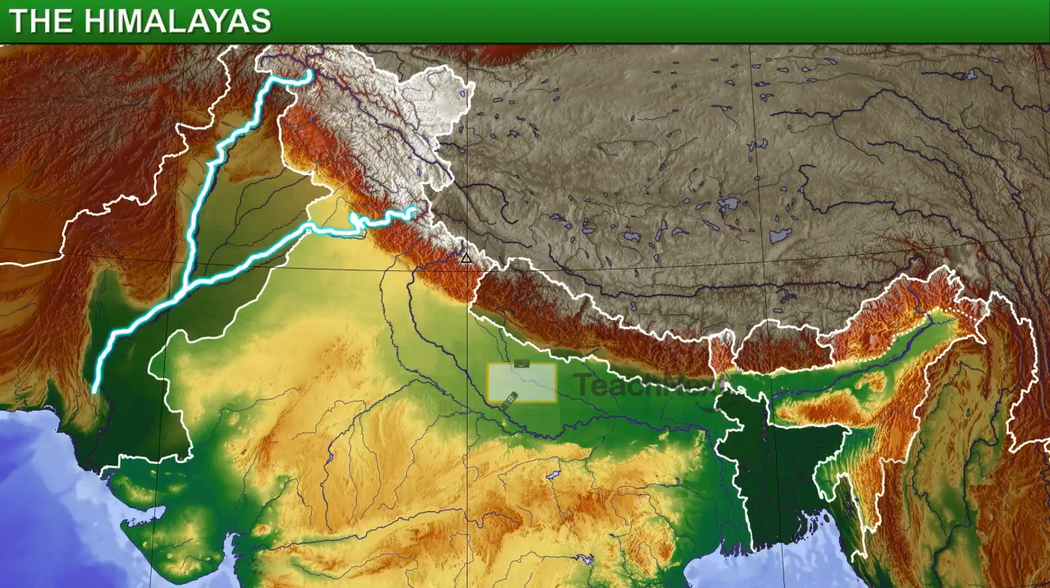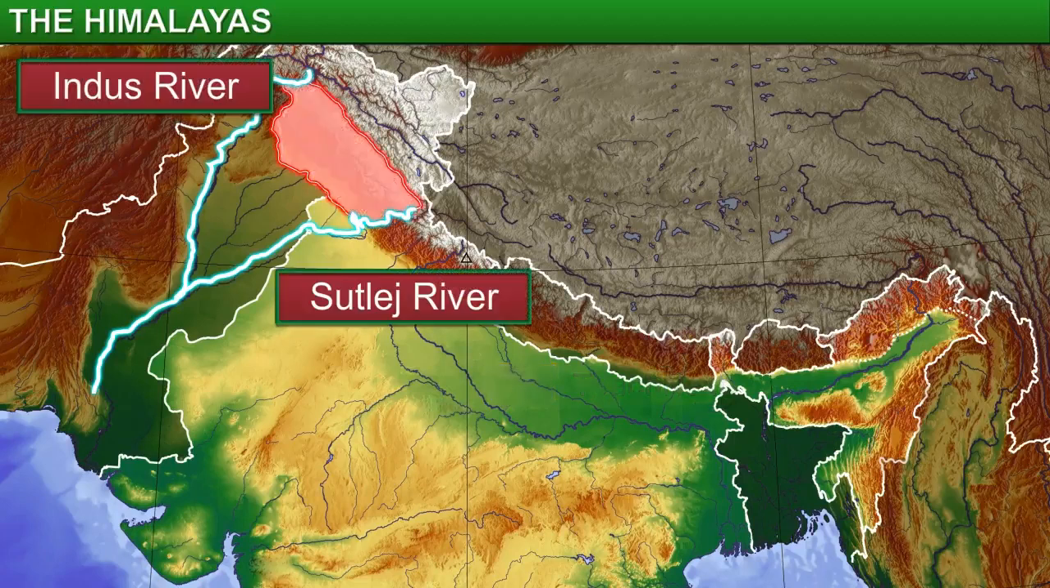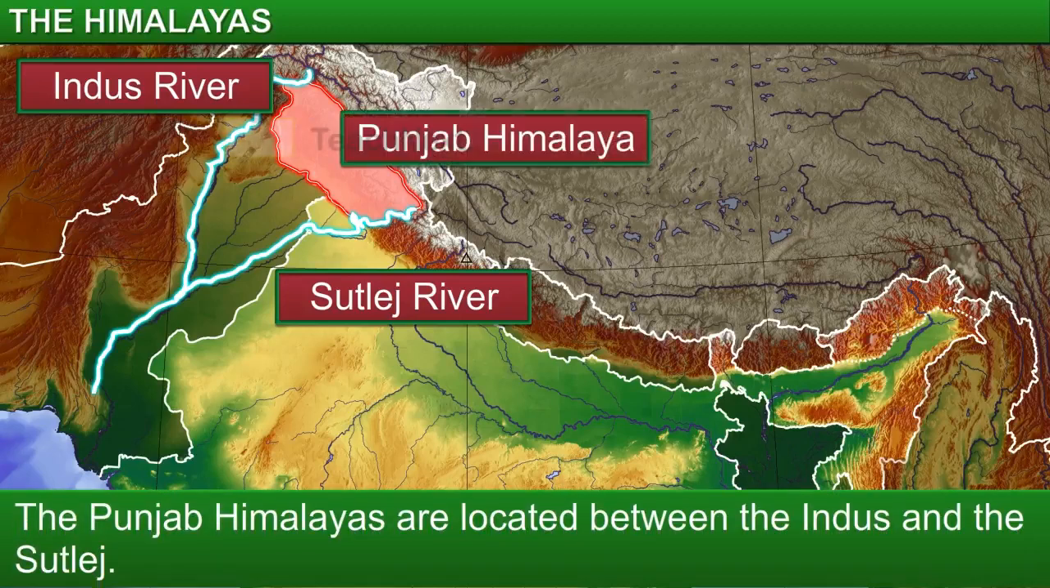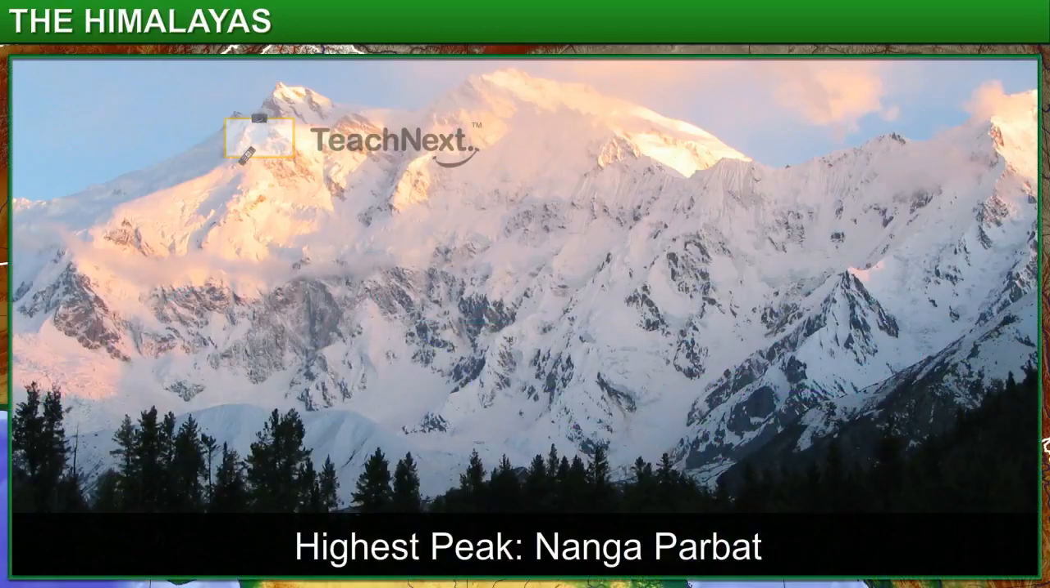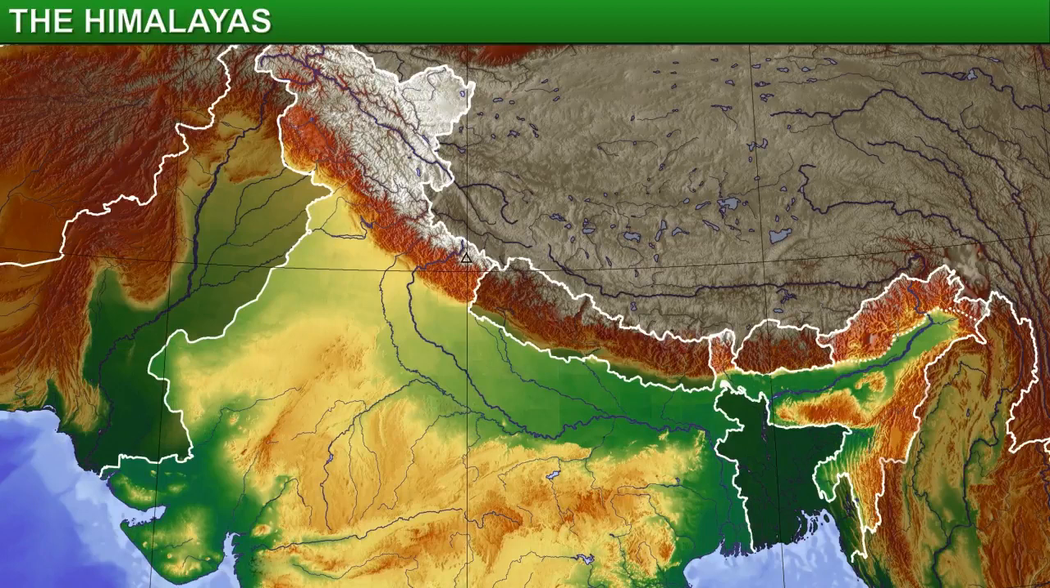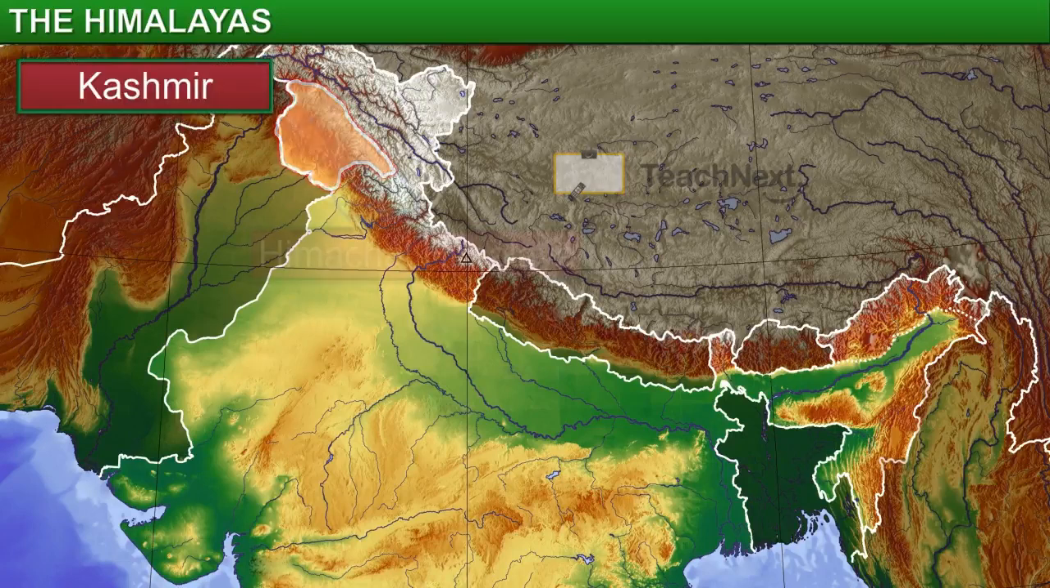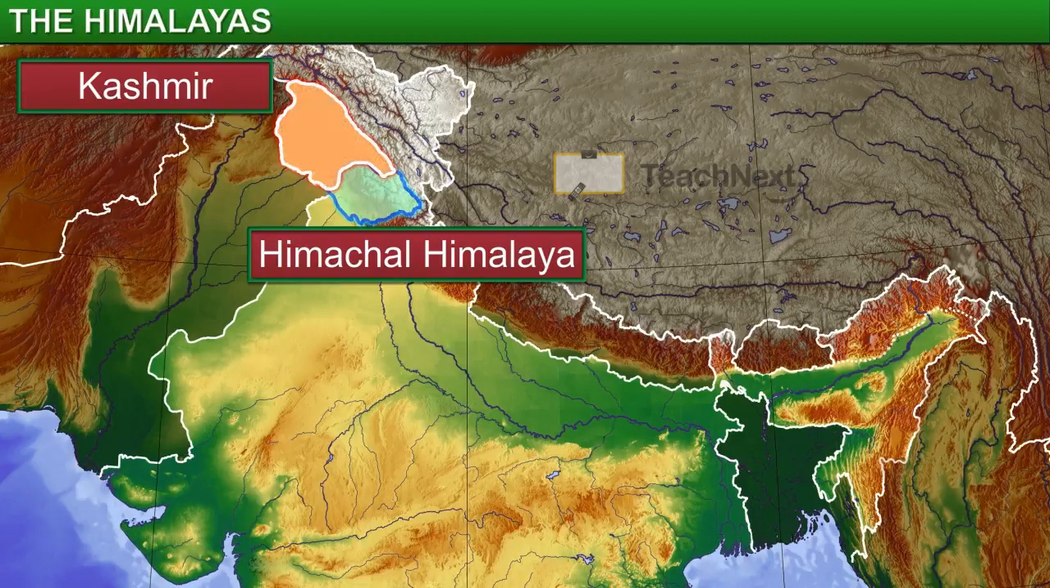First, let's consider the area between the Indus and the Satluj. This area has been traditionally known as the Punjab Himalaya. Nanga Parbat is the highest peak in Punjab Himalaya. However, on the basis of regional divisions of the Himalayas, locally it is also called Kashmir Himalaya in the west and Himachal Himalaya in the east.